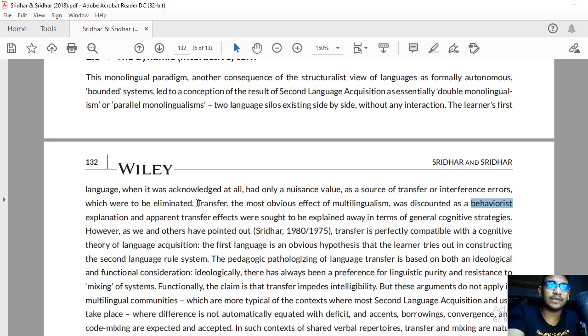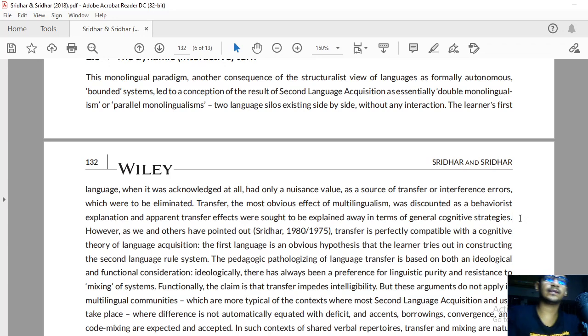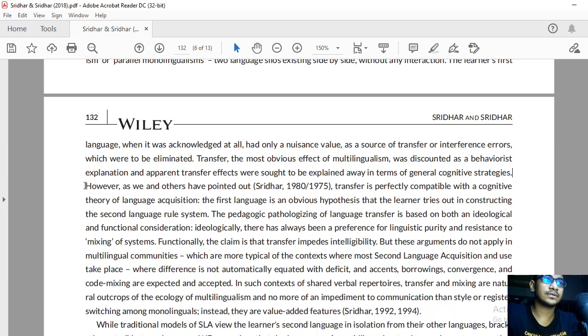And according to this behaviorist view, the first language, because of the practice, was entrenched in the mind, and that's why it sometimes transferred over to the second language and interfered with its development. So that was the behaviorist explanation, and apparent transfer effects were sought to be explained away in terms of general cognitive strategies. So they wanted to explain any errors, quote unquote errors, by saying that these have to be something related to the brain, and strategies can be used.